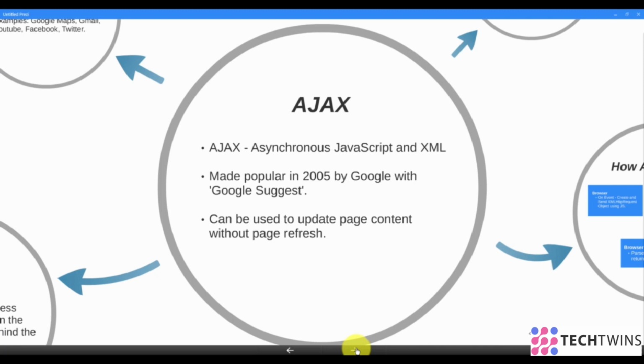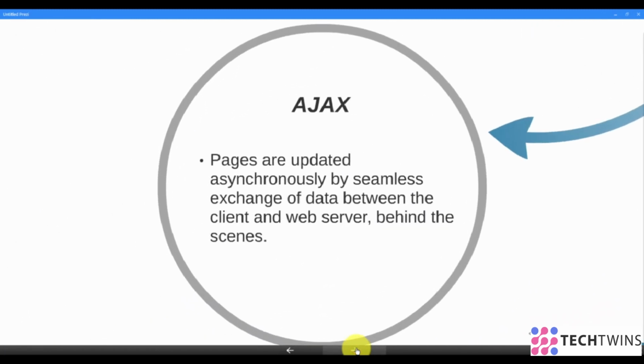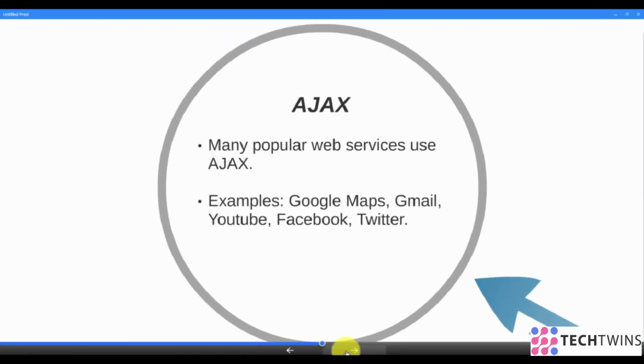One of its key features is the ability to update parts of a web page without reloading the page. This means pages are updated asynchronously by seamlessly exchanging small amounts of data behind the scenes. Many of the largest web applications use AJAX to deliver dynamic real-time content without page refresh. Some examples include Google Maps, Gmail, YouTube, Facebook, and Twitter.